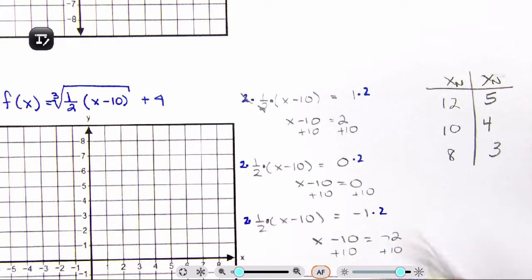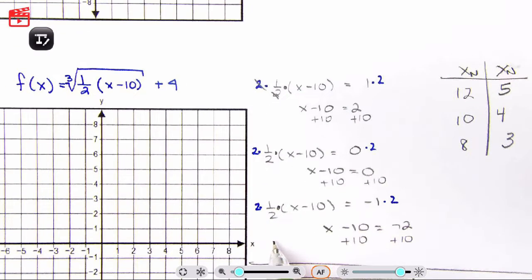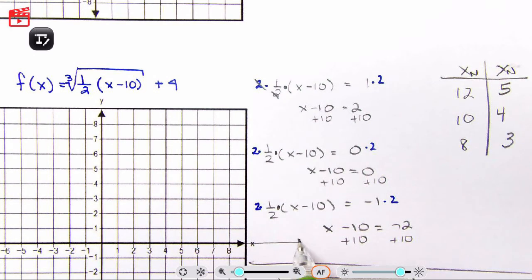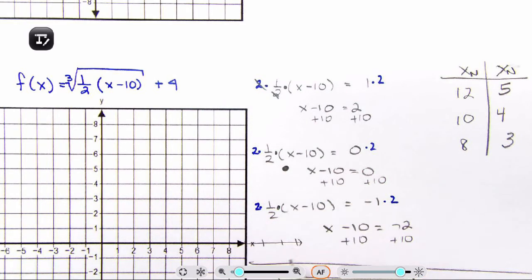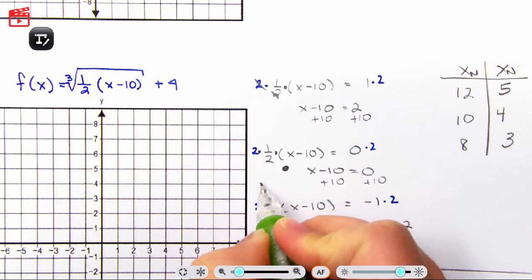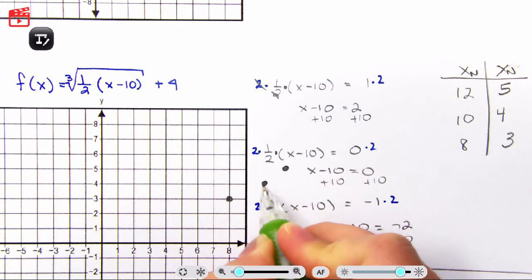Alrighty, so then we're going to just plot those points. I'm out of space. There's 12. Let's see, I have 9. I go up to 9. It's okay. We can extend it out. So this is 9, 10, 11, 12. 12 and 5 is going to be here-ish. 10 and 4 is going to be here-ish. And 8 and 3 is going to be here-ish.